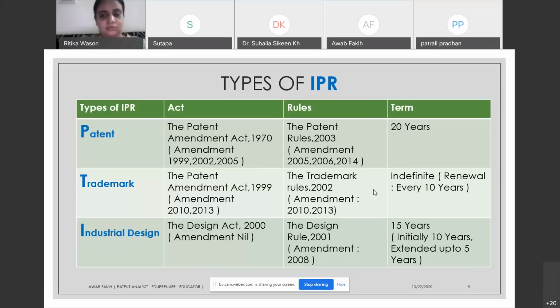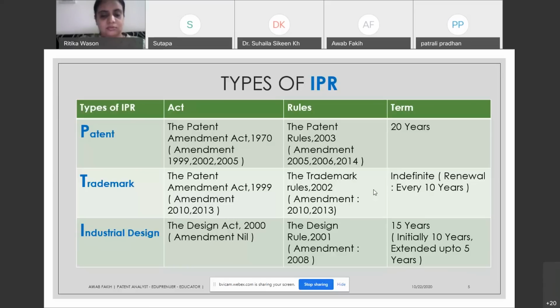The third category is your industrial design. So industrial design, my dear friends, whenever a design is patented, initially it is granted for 10 years. And in case you want to extend the same, you can do it by a proper application channel, and you can get it for 5 more years. That means a 10 plus 5 format. Okay, so that's a different type of IPR.